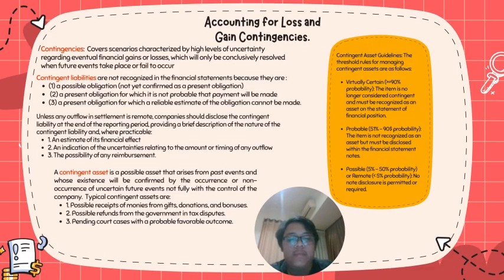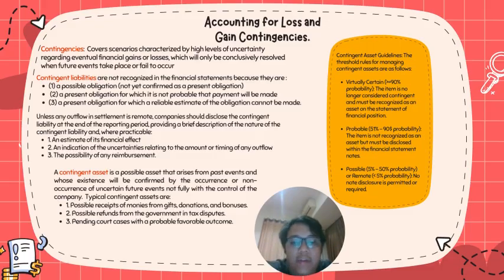Okay, next I'm going to be explaining about accounting for loss and gain within contingency. Contingency itself is an event or scenario characterized by a high level of uncertainty regarding eventual financial gain or loss, which is confirmed only if that event occurs or not. And within contingency itself, there are two things: firstly liabilities, and secondly assets.